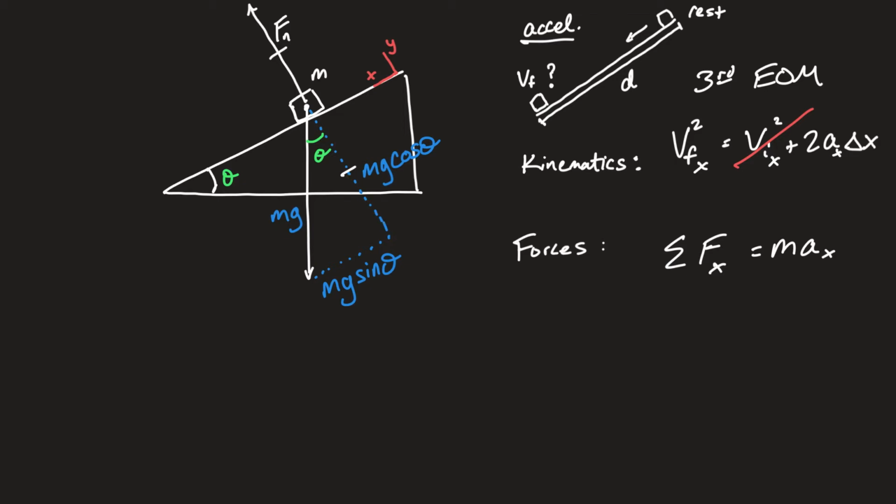Or I should say, let me back up. Mg sine theta is pulling parallel to the ramp, down the ramp, and mg cosine theta is pulling down in the sense of in the negative y direction, which is balanced out with that normal force.